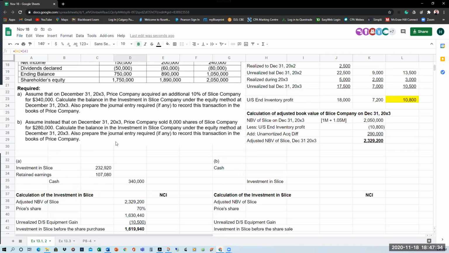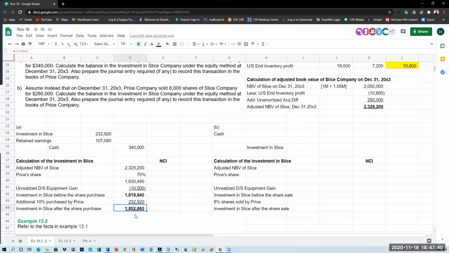So the amount that will be reported on the balance sheet will of course be after the 10% additional purchase. That amount will be 1,852,860. And basically, what is it made up of? It's made up of price's share.